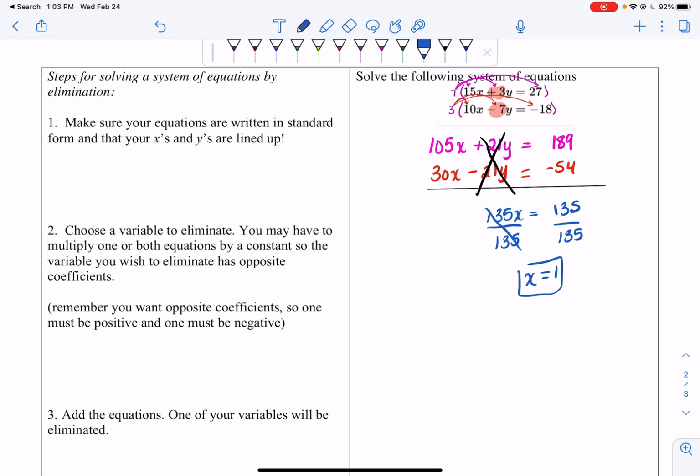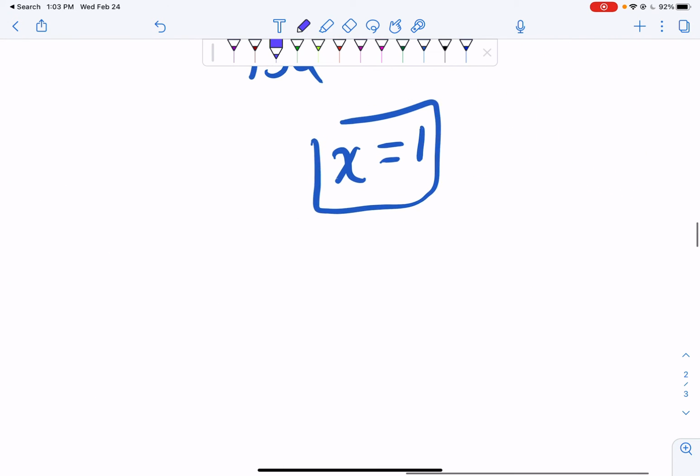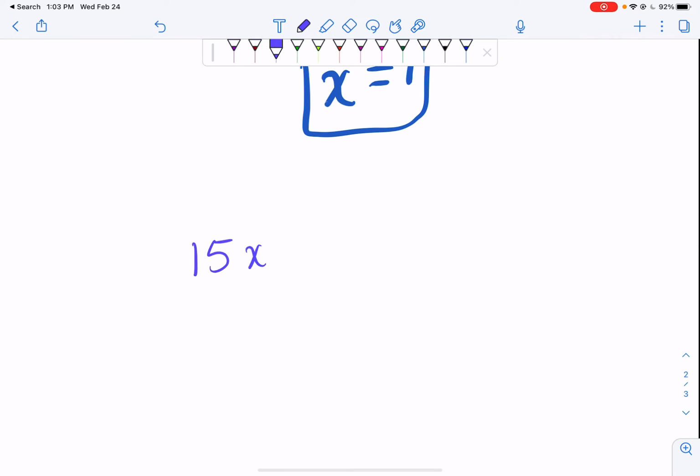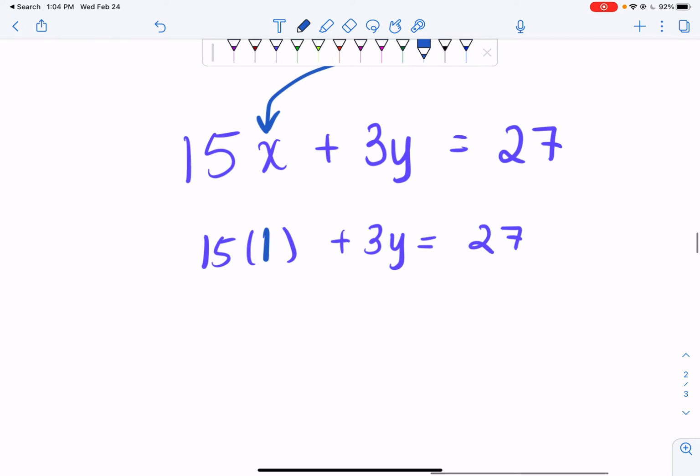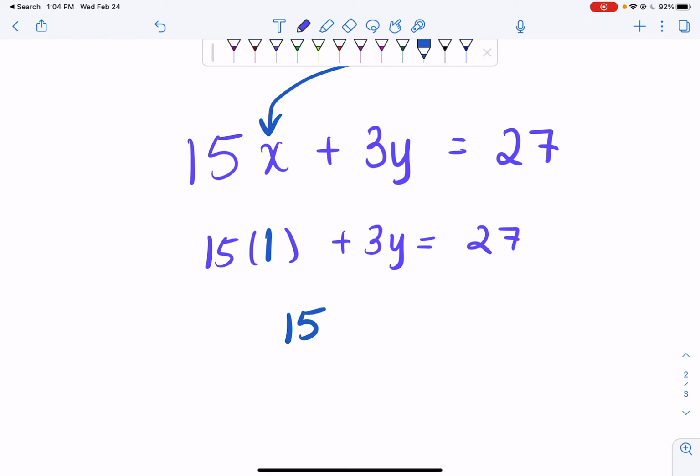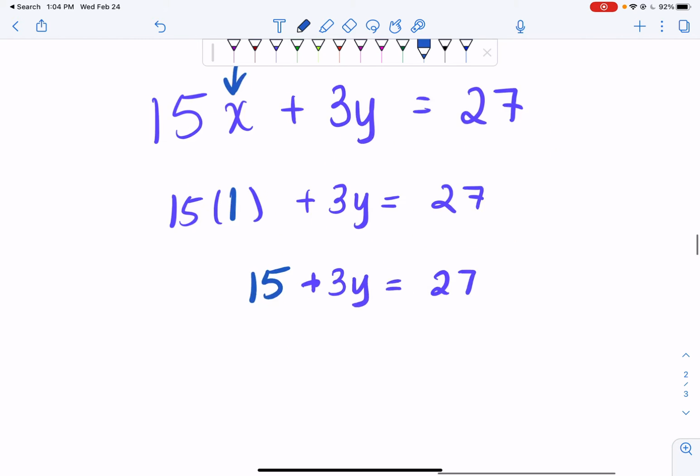So what I'm going to do is rewrite that equation. I'm going to write 15x plus 3y equals 27. And I'm going to use this equation to solve for y. So everywhere I see an x, I'm going to plug in a 1. So I have 15 times 1 plus 3y equals 27. 15 times 1 is 15, so I have 15 plus 3y equals 27. I want to isolate y and solve for y, so I'm going to subtract a 15 from both sides of my equation.